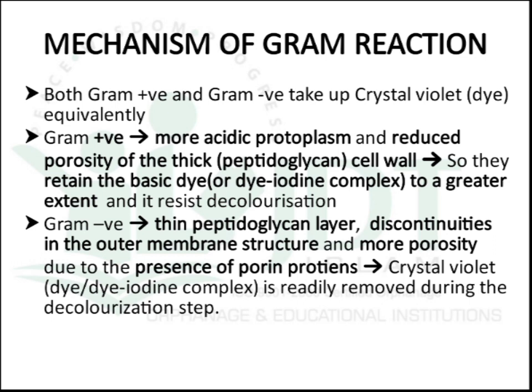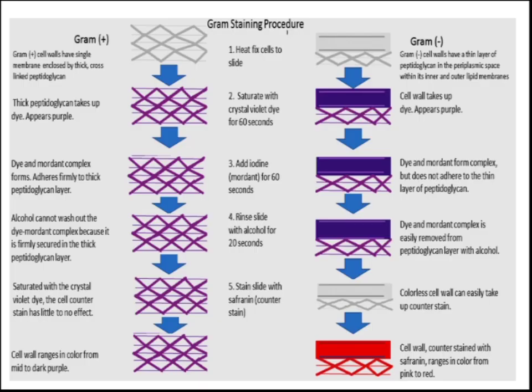But in the case of gram-negative bacteria, due to the thin peptidoglycan layer, discontinuity in the outer membrane structure and more porosity due to the presence of porin proteins, the crystal violet iodine complex will be readily removed during the decolorization step. So by applying the counterstain, it will produce the color of the counterstain, that is pink. So this is the mechanism of gram reaction.